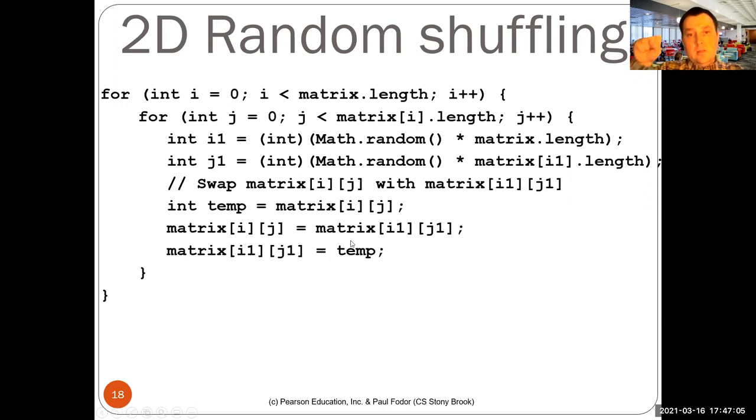So basically we swap the two values by putting matrix of ij in a temporary variable, copying matrix of I1, J1 into matrix of ij, and assigning to matrix of I1, J1 the temporary value. So this does a random shuffling of my matrix. No matter what the matrix was, for every element in every row and every column, it randomly finds another element and swaps it with the current element. So this really creates a permutation. Every time you run the program, we'll get a different mixing of the elements in the matrix.